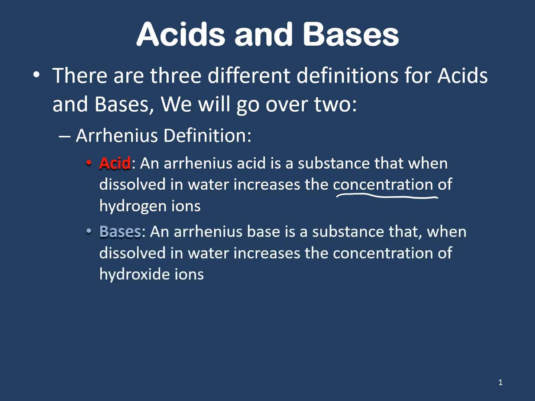An Arrhenius base is a substance that, when we add it to water, will increase the amount of hydroxide ions. Hydroxide being OH minus, right? So if we add a base to water, it will increase OH minus in that solution. So sodium hydroxide, NaOH, anything that contains hydroxide ion counts as an Arrhenius base.